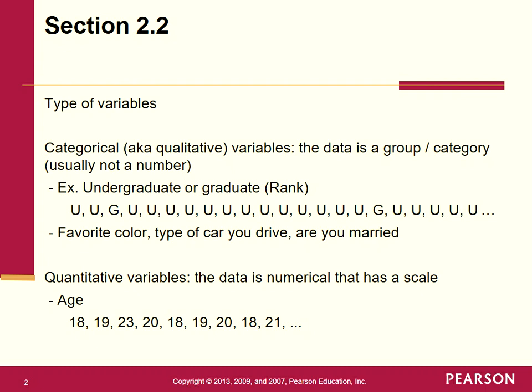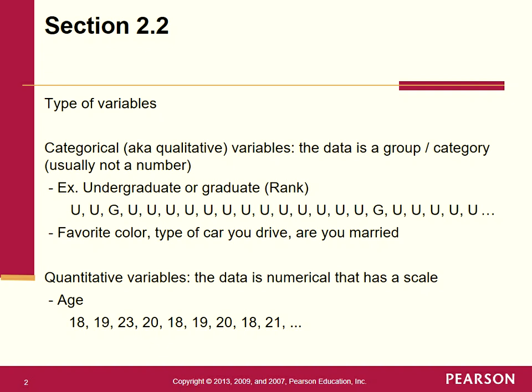I have here the first person is 18, the second person is 19. Since this is on a scale, we can say that the second person is 1 year older than the first person. Or you can do any kind of math: division, subtraction, multiplication, addition, and it makes sense. It has a scale to it. And not all data that looks numerical has a scale.